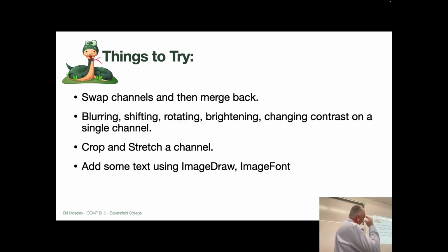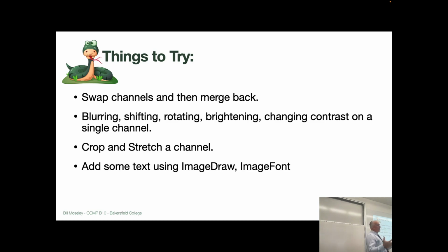So things you might think about trying if you want to create a filter, and I'll demo these in just a minute. You might want to swap channels. So if you take the green channel and the red channel and you switch them and you merge them back with those swapped, you'll get an interesting effect. You might want to blur, shift, rotate, brighten, change the contrast on one of the channels, and then merge them back. See what that does. You can crop and stretch a channel. So you can take a channel and you can crop it down to a smaller size and then re-stretch it.